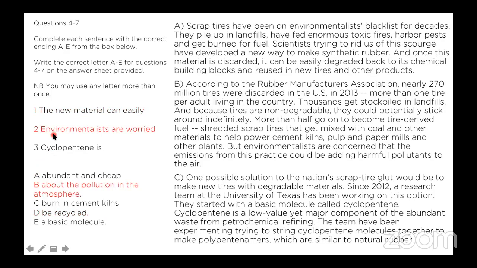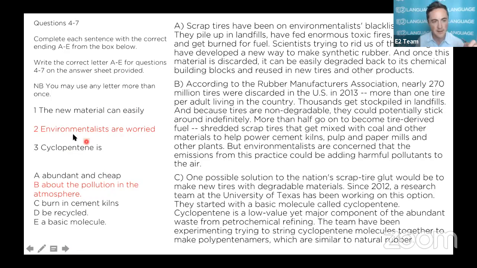Number 2, we'll do the same thing. Does it fit grammatically? Environmentalists are worried abundant and cheap does not fit grammatically. Environmentalists are worried about the pollution in the atmosphere does fit grammatically. So we've got one possibility. Environmentalists are worried burn in cement kilns does not. Environmentalists are worried be recycled. Environmentalists are worried a basic molecule. In fact, we've only got one that fits grammatically.